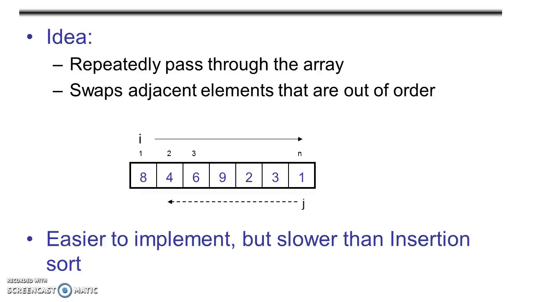Let's look at the bubble sort. What is the idea behind bubble sort? Given an array, repeatedly pass through the array and swap adjacent elements that are out of order. What is the advantage? It is very easy to implement but slower than insertion sort.